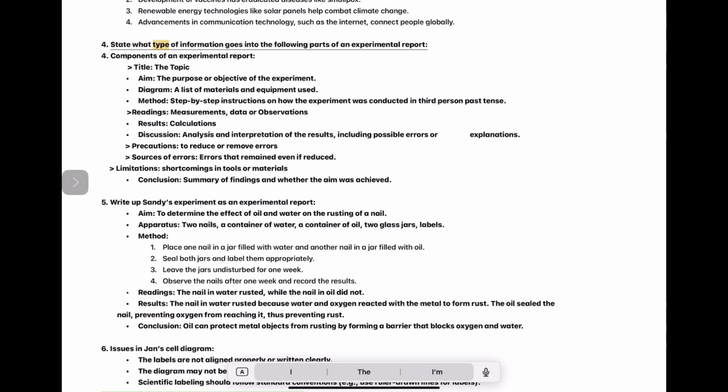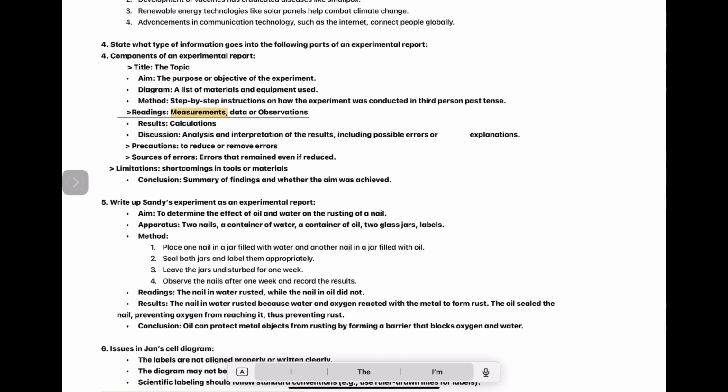4. State what type of information goes into the following parts of an experimental report. Components of an experimental report. Title, the topic. Aim, the purpose or objective of the experiment. Diagram, a list of materials and equipment used. Method, step-by-step instructions on how the experiment was conducted in third-person past tense.